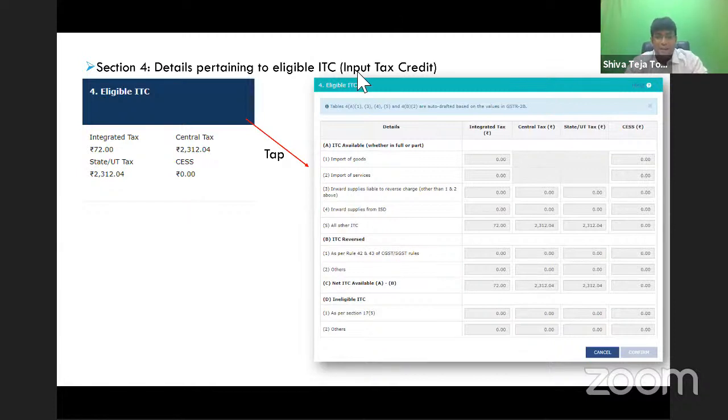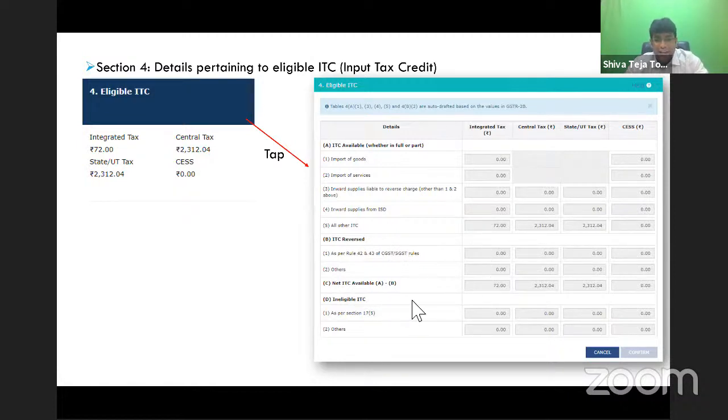Next, inward supplies from ISD. Last column, all other ITC. In general, in the all other ITC column, we will show our routine credit. Whatever we purchase locally within India, from within the state or outside the state, we will show under all other ITC. Then ITC reversal. When ITC reversal will come, I'll explain to you in detail now. Then net ITC available: total ITC minus ITC reversal. Balance is net, which is available.